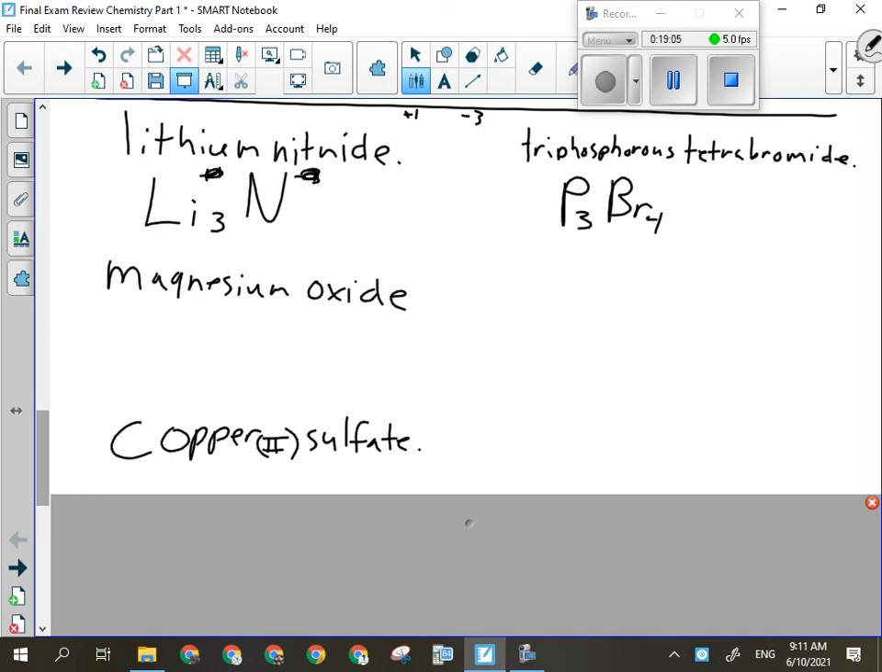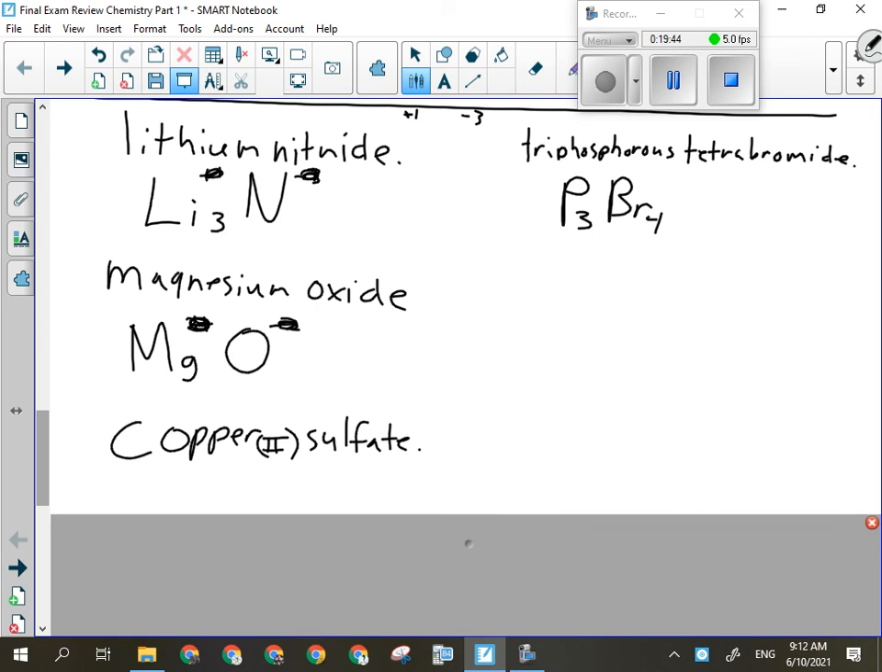Okay, magnesium oxide. Ionic or molecular? Ionic. Magnesium is a metal. Magnesium is a 2+, oxygen is a 2-. When I drop and swap, I get 2 and 2. But what should I do with that? Reduce it. 2 and 2 cancel, so I don't need anything here. If this was 2 and 4, I would reduce it down to 1 and 2. We always reduce if we can on ionic compounds, not molecular compounds.